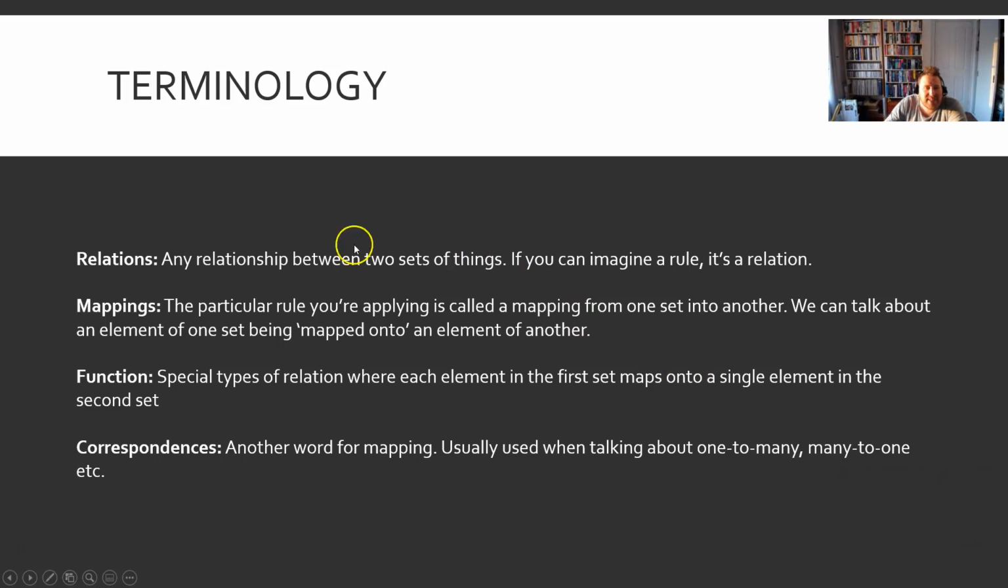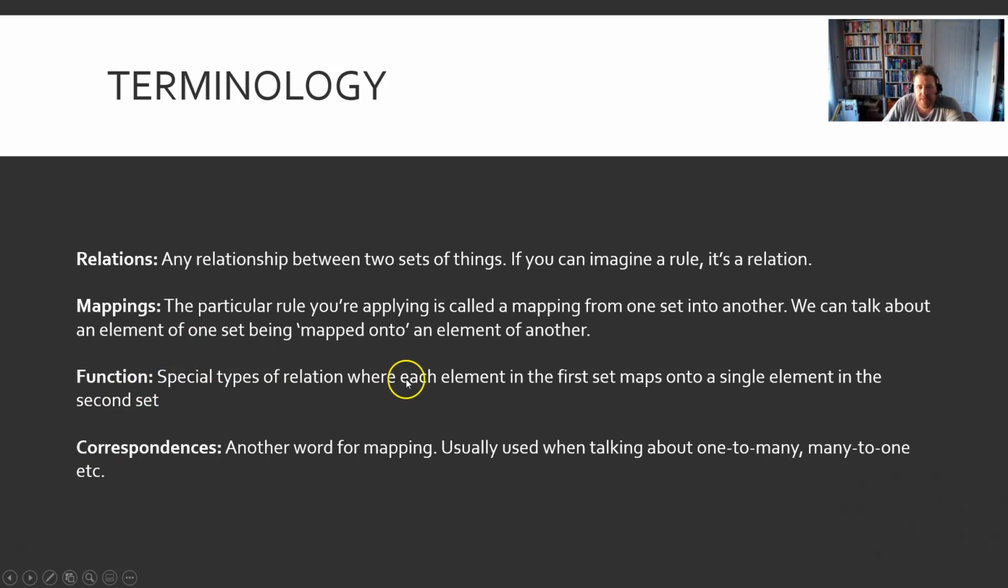A relation is any relationship between two sets of things. So if you can imagine any rule that relates two sets to one another, that's a relation. A mapping is just the name we give for the rule itself. And we talk about one set being mapped onto another set, or we talk about a mapping from one set onto another. So it's kind of just the verb version of relation. We can also talk about an element of one set, a particular thing being mapped onto some other element. So we can talk about Julia being mapped onto English, or Julia being mapped onto methods, or 5 being mapped onto 25 in y = x squared.